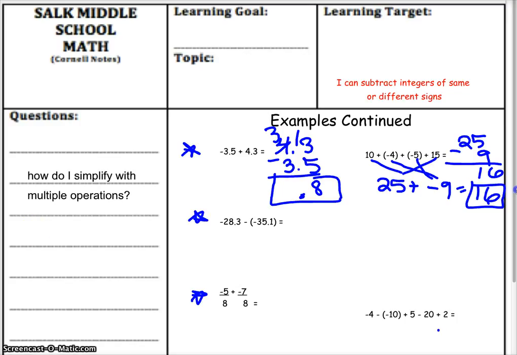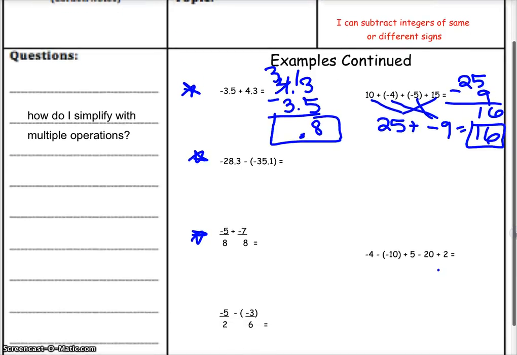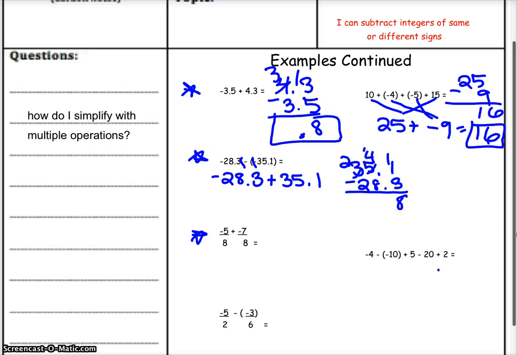Okay, negative 28.3 minus a negative 35.1. Two minuses make a plus, right? So I write it beautifully. Opposite signs, so take their difference. And I have more positive, so I keep it positive. Okay?